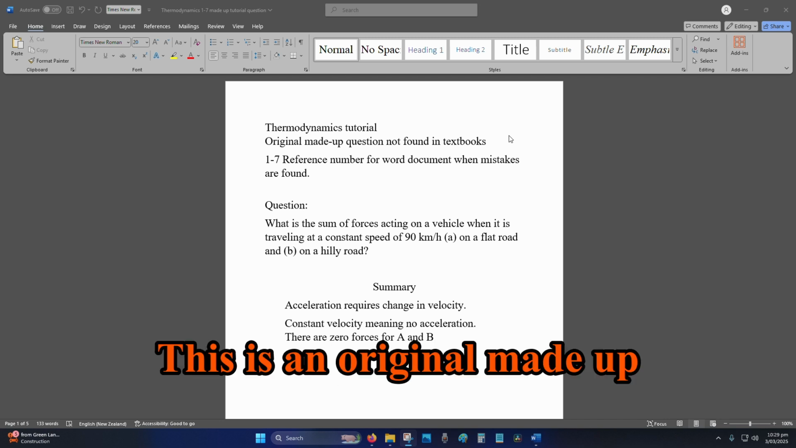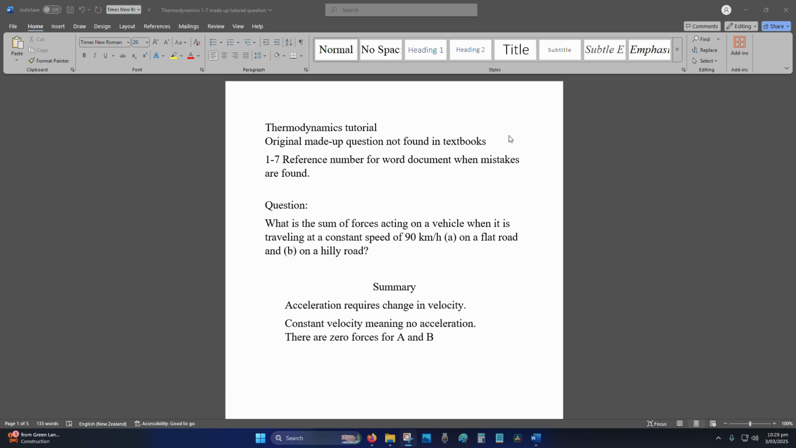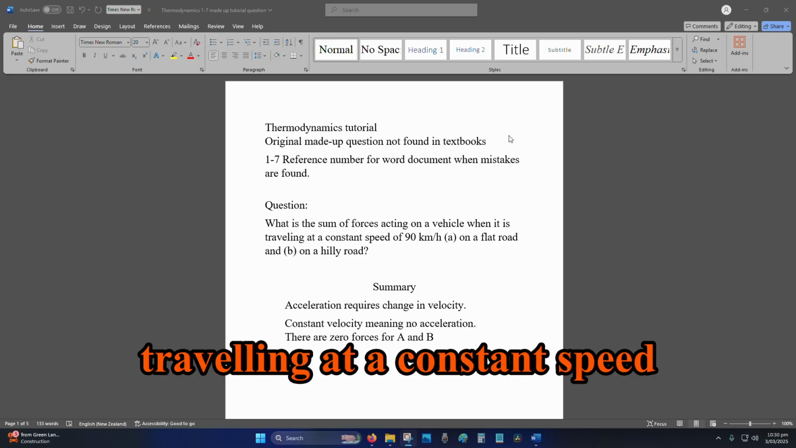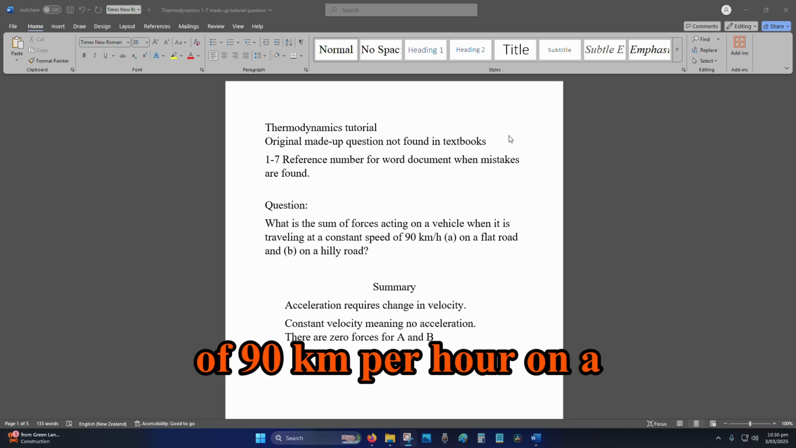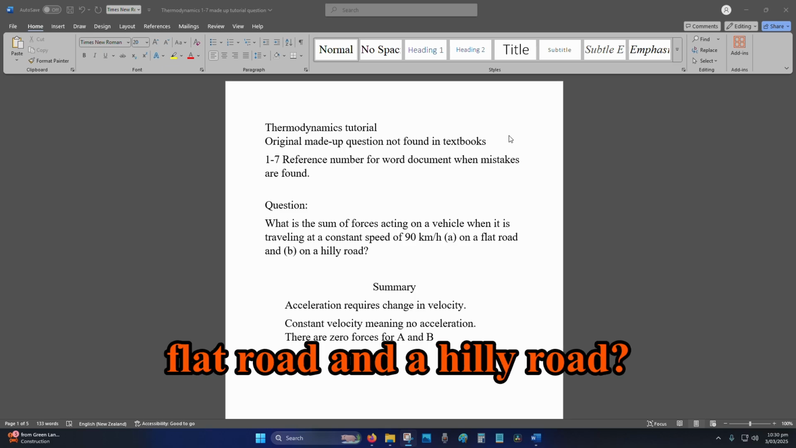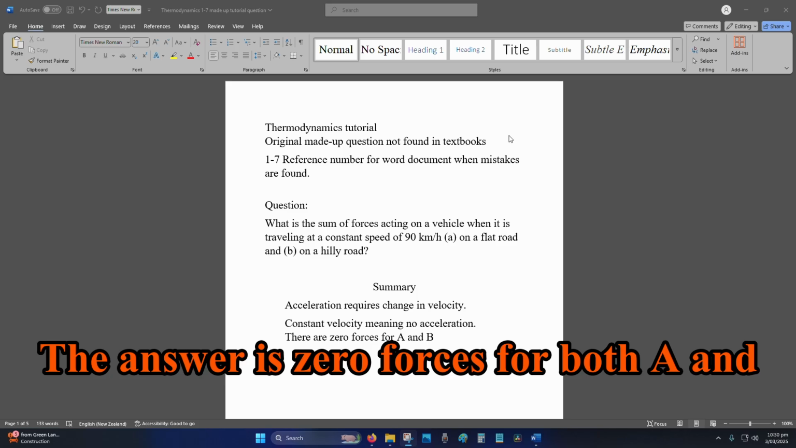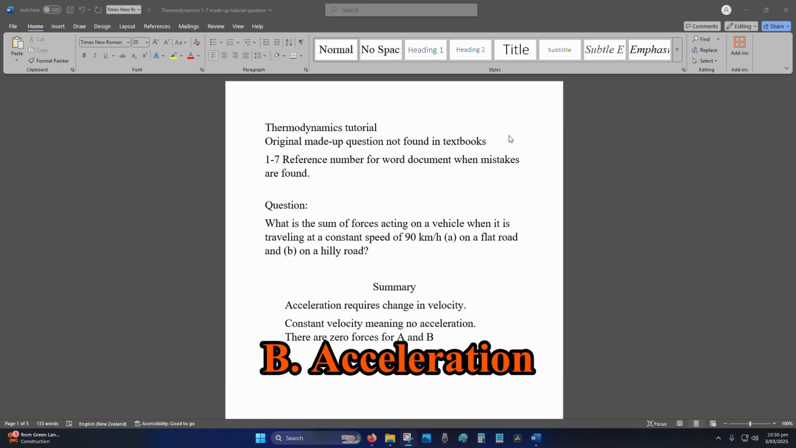This is an original made-up question not found in textbooks. What is the sum of forces acting on a vehicle when it is traveling at a constant speed of 90 kilometers per hour on a flat road and a hilly road? The answer is 0 forces for both A and B.